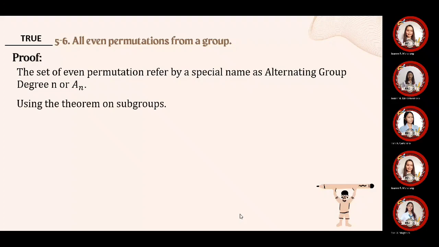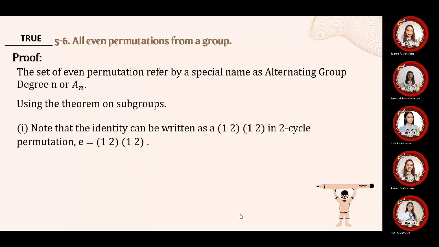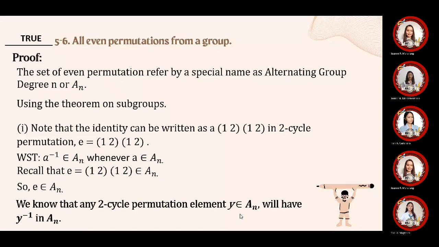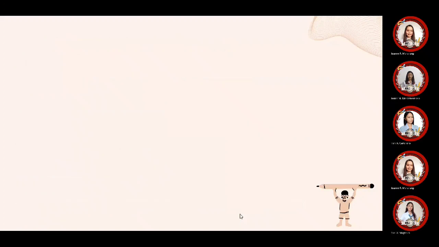So, using the theorem on subgroups, we need to show that the inverse of A is under A sub n whenever A is under A sub n. So recall, we know that any two-cycle permutation element y under A sub n will have the inverse of y in A sub n.